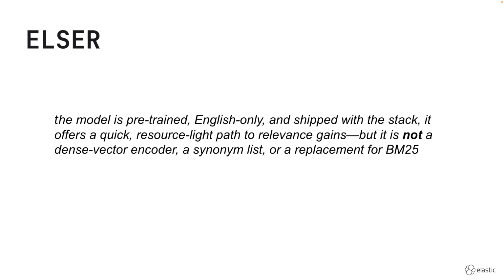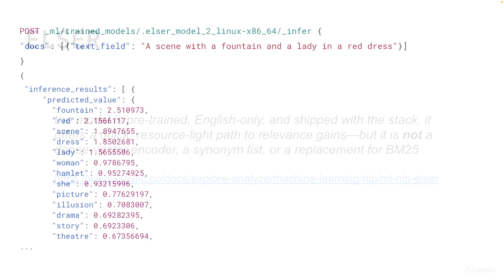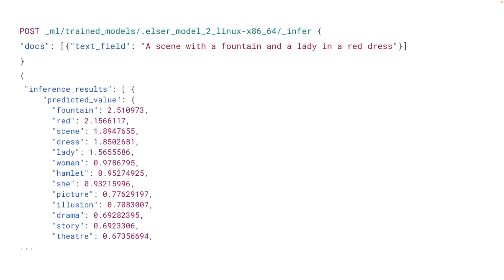What's important is this. It's not a dense vector encoder, it's not a synonym list, right? Or a replacement for BM25. It's something else. So we again run the same prompt through ELSA, right? And this is how it looks. Like I told you, a map, a dictionary, and then you see that there are these hits, like Hamlet or she or picture or illusion.